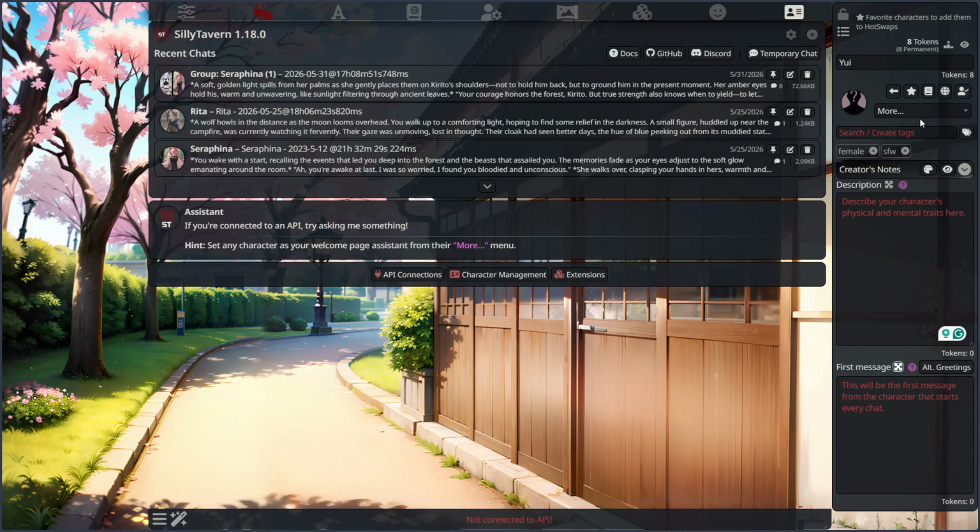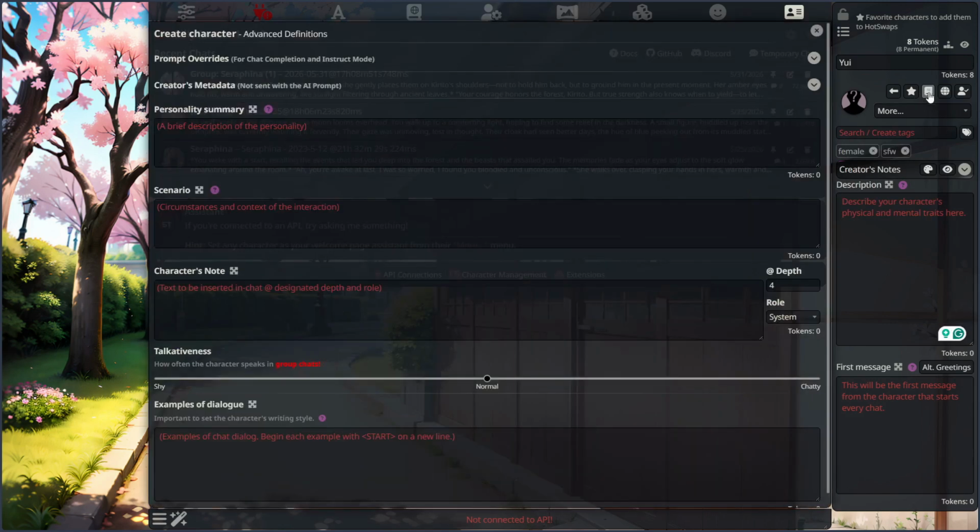In SillyTavern, if you decide to move to this book here, which refers to advanced definitions, you will find a personality summary, which is a field dedicated to personality traits. So you should place the personality traits in this specific field. But if you don't find it, it's fine to add it to the description, because it's something permanent, just like the appearance. The personality will never change, but it may improve and grow.